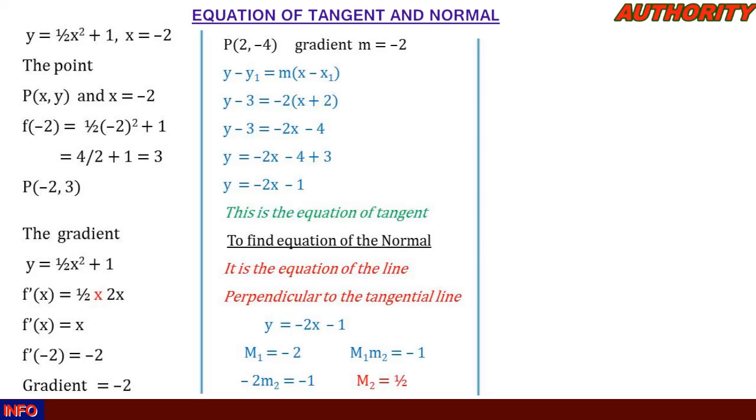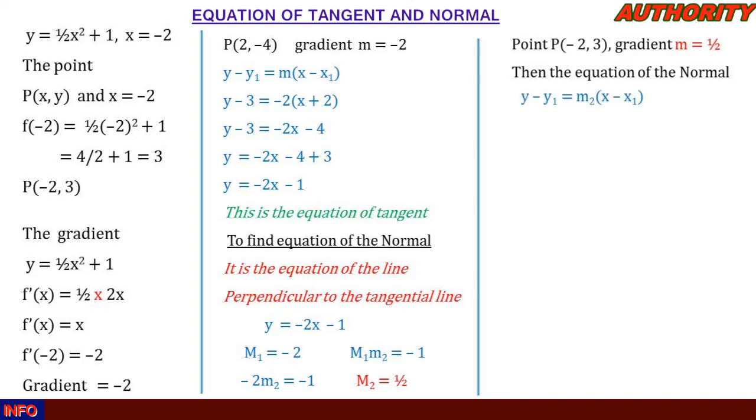This new equation that is perpendicular to the equation of the tangent is called the equation of the normal. Now we make use of the point we already have, which is P of minus 2 comma 3. And then we make use of the new gradient we have, which is 1 all over 2. So the equation of the normal, using the slope form, we have y minus y1 is equal to m2 open bracket x minus x1. Here now we say y minus, in place of y1 we have 3, equal to our m2, which is 1 all over 2, open the bracket, x minus, we have x1 is minus 2, so we have minus minus plus 2.